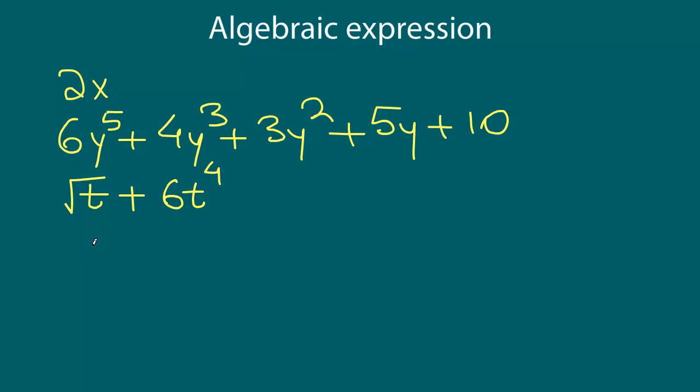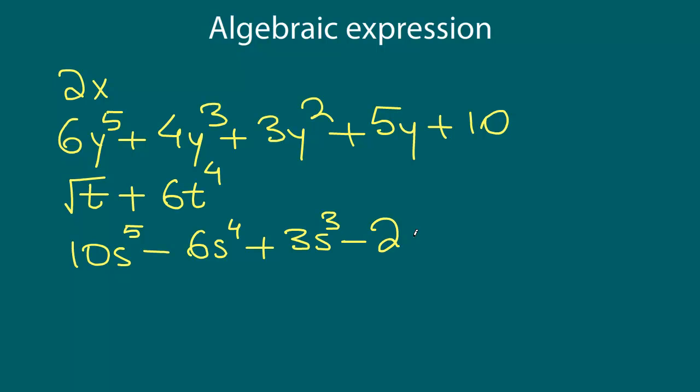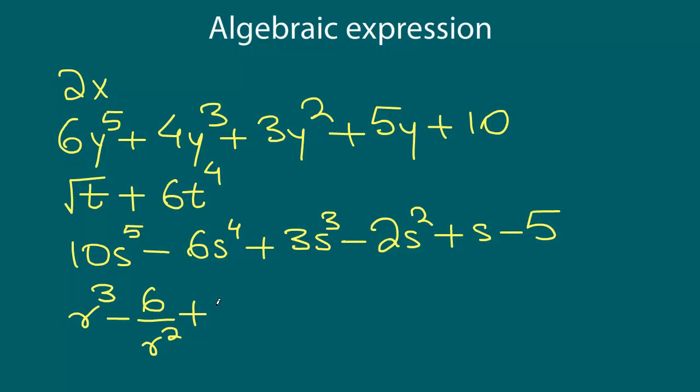Let's say we have something like 10s^5 - 6s^4 + 3s^3 - 2s^2 + s - 5. And let's write one final one. Say r^3 - 6/r^2 + r - 12, right? So here we have written 5 random algebraic expressions: 1, 2, 3, 4, 5.